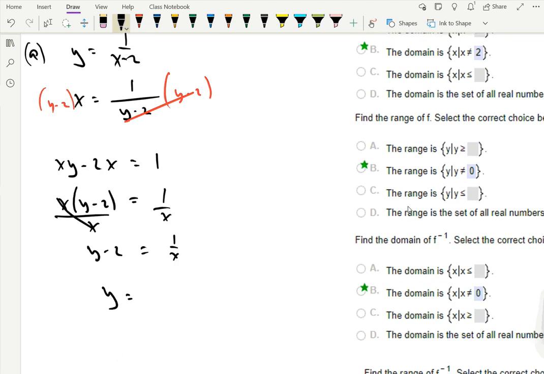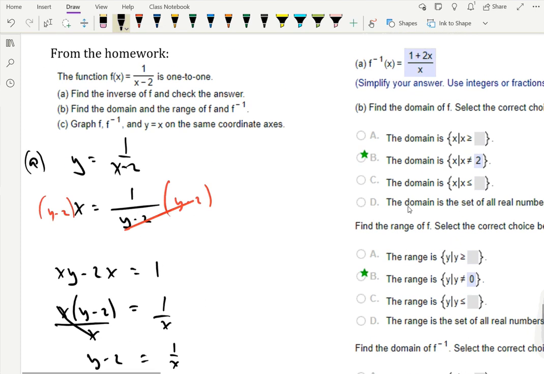And then if I add 2 to both sides, although this is correct, I'm going to end up with a slightly different form than what our textbook has, but I'll go ahead and finish this. So let me add 2 to both sides. This is going to be 1 over x plus 2, and then our inverse function, f inverse of x, is going to be 1 over x plus 2.